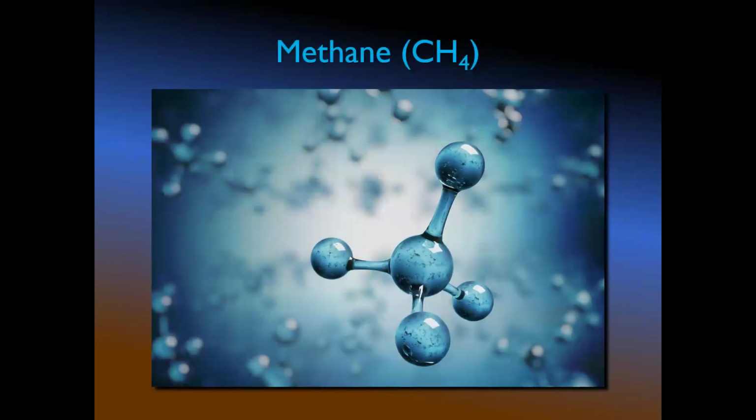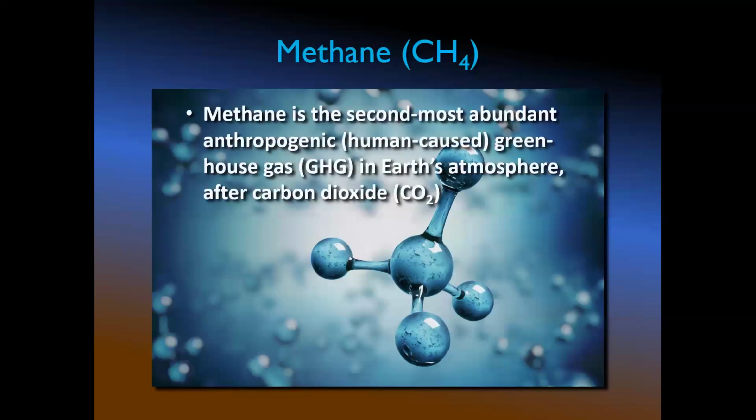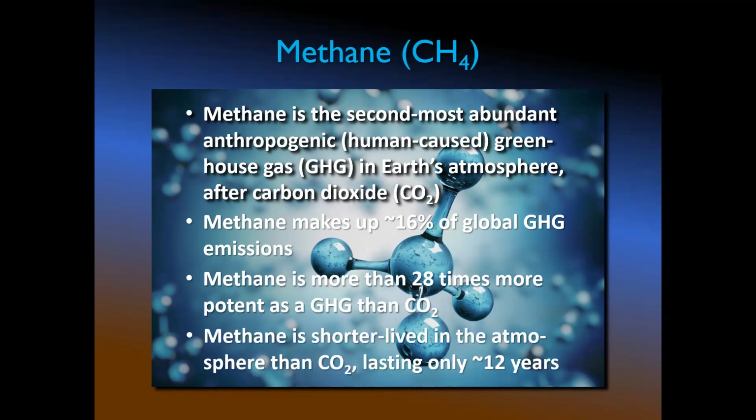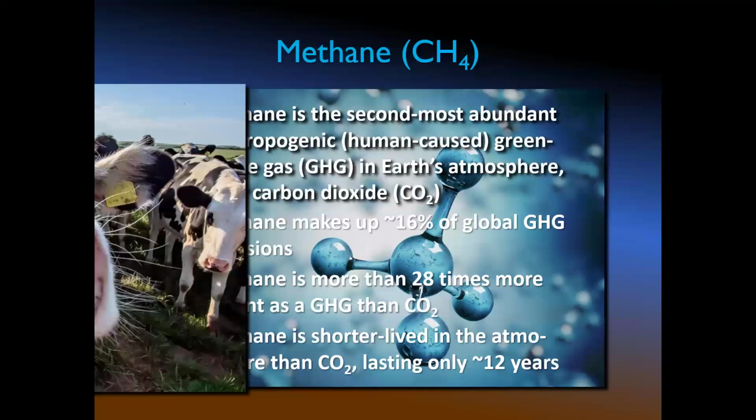That's all been carbon. We can go ahead and talk about methane as well. Methane is the second most abundant greenhouse gas in the Earth's atmosphere after carbon dioxide. It makes up about 16% of global greenhouse gas emissions, but it's more than 28 times more potent as a greenhouse gas than carbon dioxide is. It's shorter lived in the atmosphere, though, meaning it only lasts in the atmosphere about 12 years. And so it's much more potent, but it doesn't stay in the atmosphere as long.